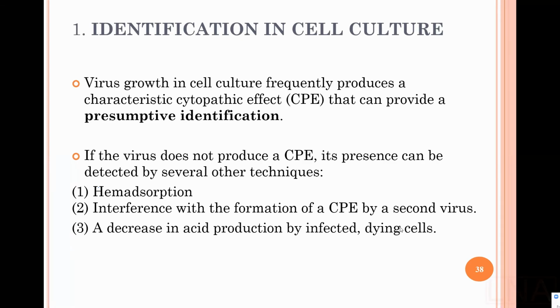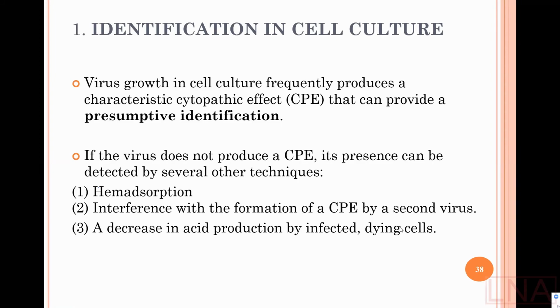Second technique, interference with the formation of a cytopathic effect by a second virus. For example, rubella virus, which does not cause a cytopathic effect, can be detected by interference with the formation of a cytopathic effect by certain enteroviruses, such as echovirus or Coxsackie virus. So it means cultivating two viruses in one cell, which increases the possibility of cytopathic effect visibility.